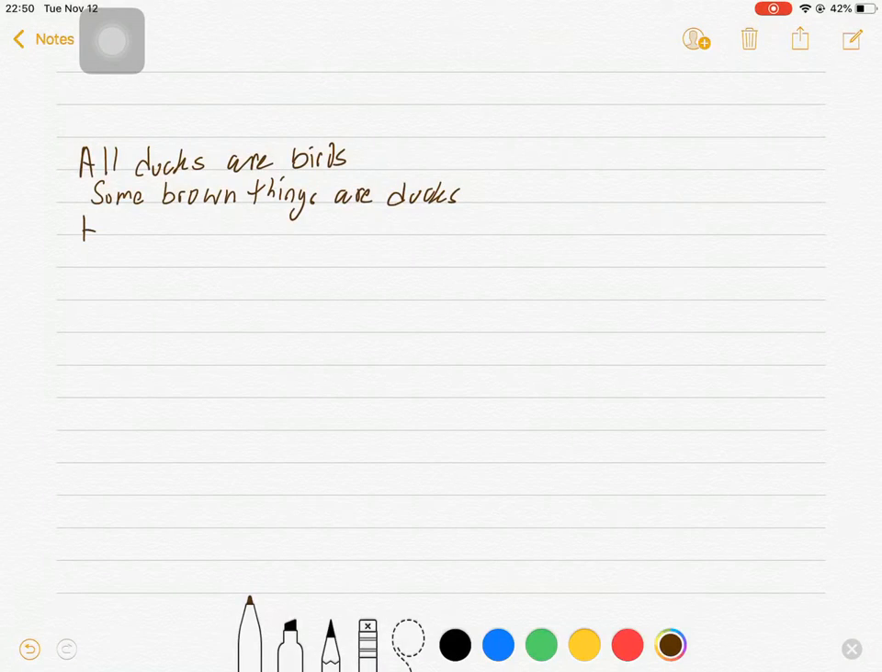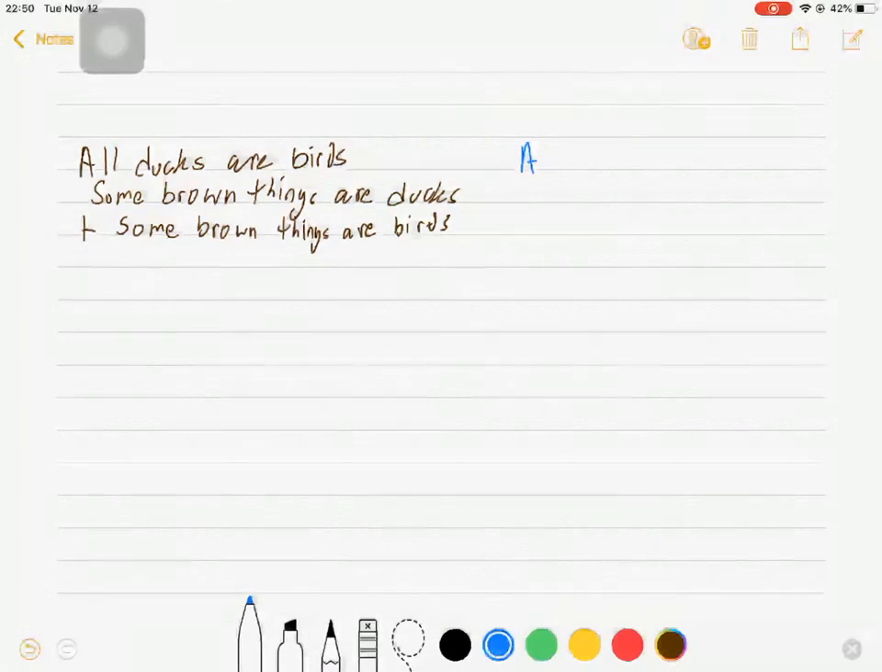It follows then that some of the brown things out here in the world are, well, birds. If we were to use the language that we had learned earlier for symbolism, we could symbolize the first statement, all ducks are birds, as, let's say, A. We would symbolize the second statement as B. And our conclusion would be symbolized as C.